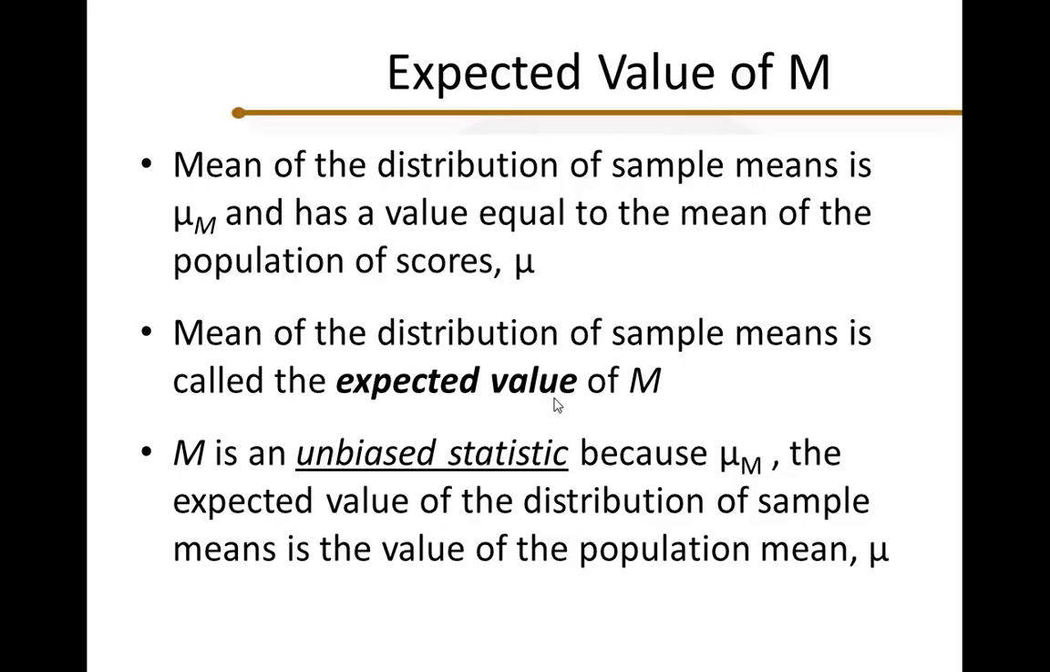The mean of the sample distribution, or the mean of the distribution of sample means, has a value that's equal to the mean of the population. Again, we're saying if we have a truly random sample, in theory, it should be very close to our population mean. So the mean of the distribution of sample means is called the expected value of the mean. The mean is an unbiased statistic because your population mean is the expected value of the distribution of sample means.